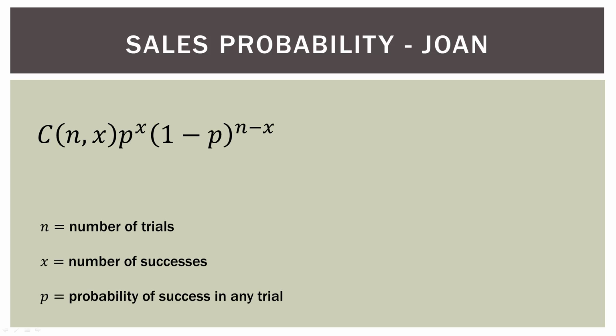Let's look at Joan. So here is our general formula. So N is number of trials, X successes, and P is probability of success. So for Joan, the trials are 10, the number of successes we're interested in is 6, and the probability of success, in her case, is 0.75. So we can go ahead and insert these into the formula.